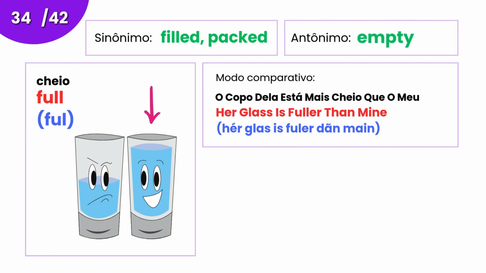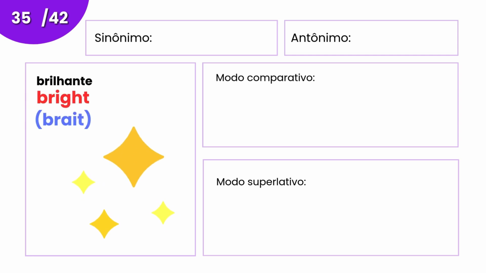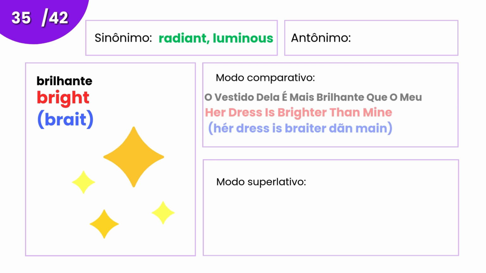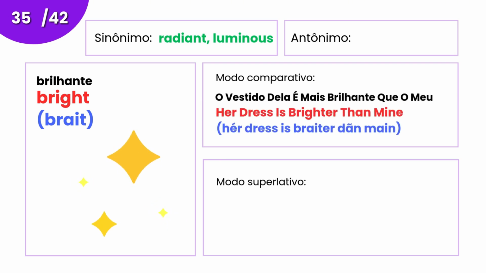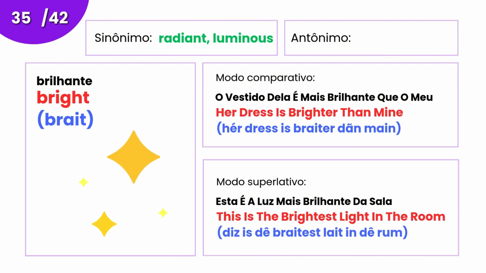Opposite, empty. Bright: radiant, luminous. Her dress is brighter than mine. This is the brightest light in the room.